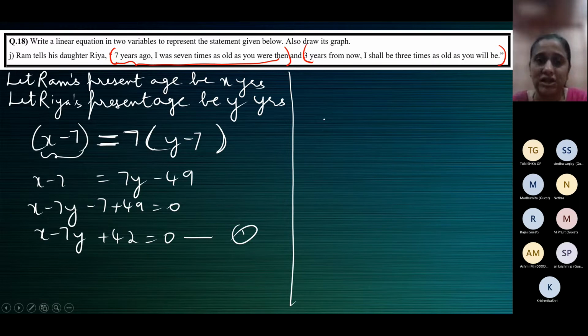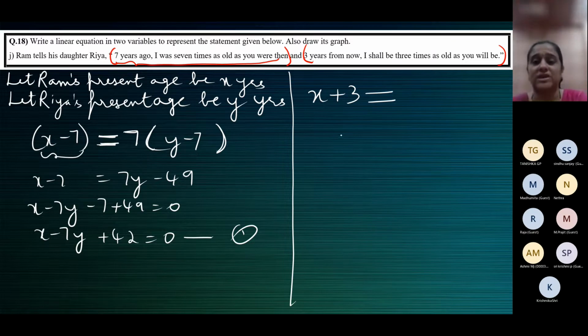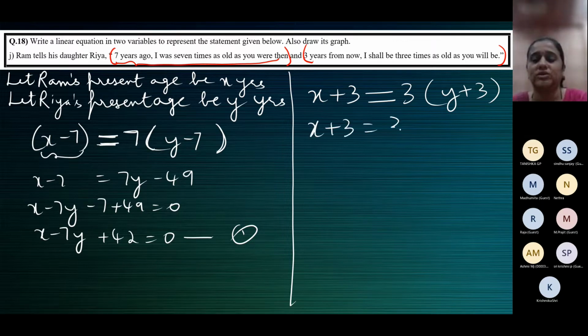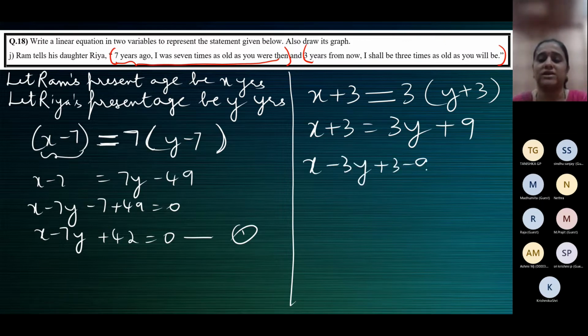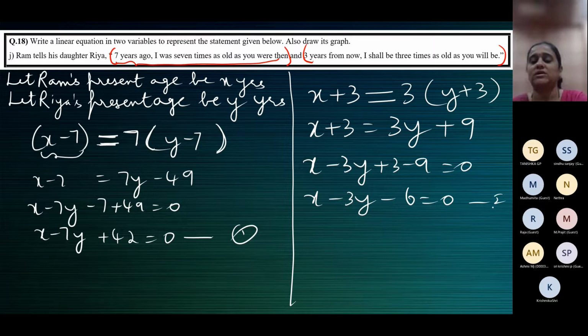3 years from now, Ram shall be x plus 3. Shall be means equal to 3 times, 3 into, as old as you will be. So y plus 3. You will be meaning Ria's age, y plus 3. So x plus 3 is equal to 3y plus 9. X minus 3y plus 3 minus 9 is equal to 0. X minus 3y minus 6 is equal to 0. Very good, all three of you, Sanjay, Sindhu and Tanishka, perfect. So these are the two equations.